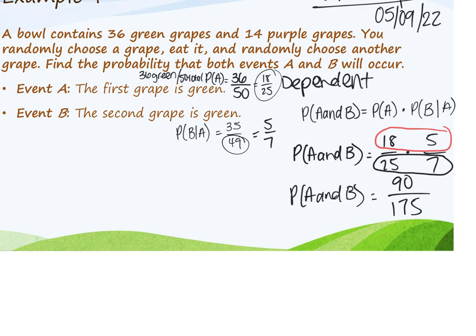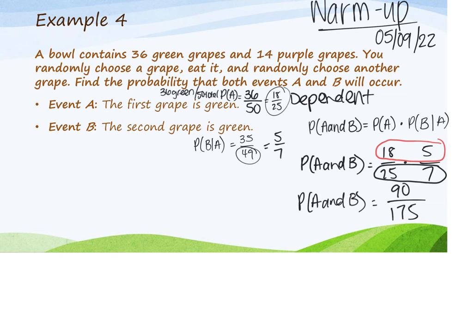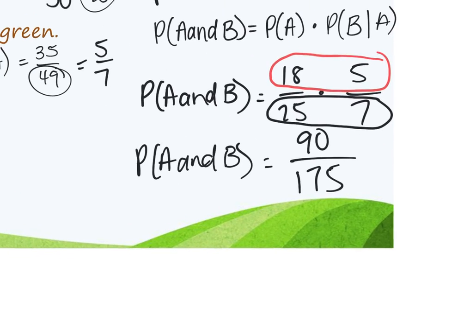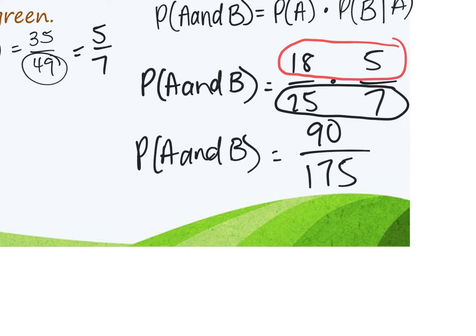Now, it just said find the probability. If you leave your answer as a fraction, it must be a simplified fraction. That means you need to simplify this further. What are 90 and 175 both divisible by? 5. So 90 divided by 5 is 18, and 175 divided by 5 is 35. Can we simplify that any further? No. So this would be our final simplified answer.